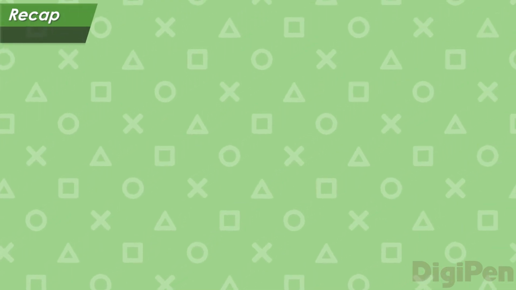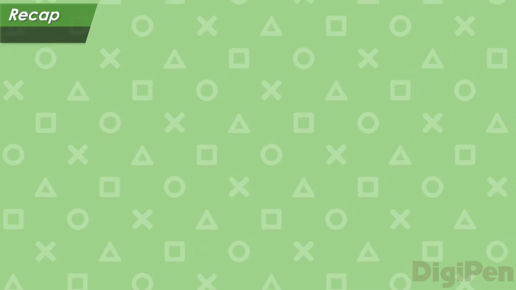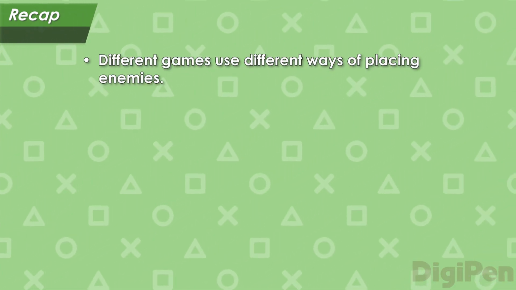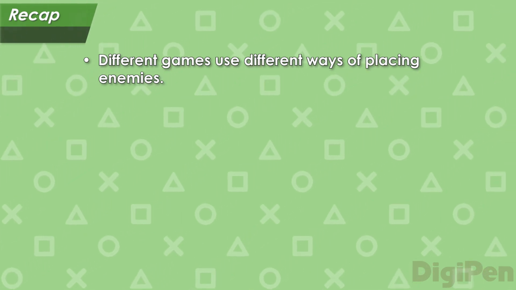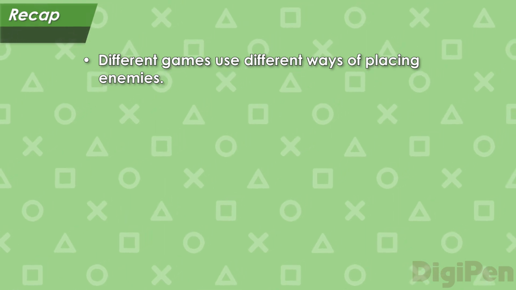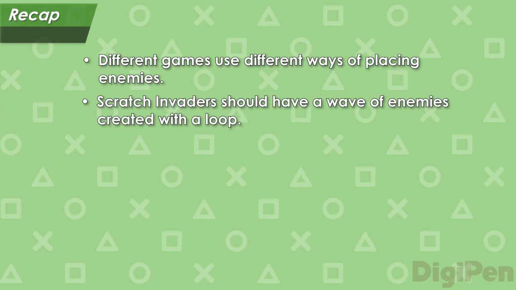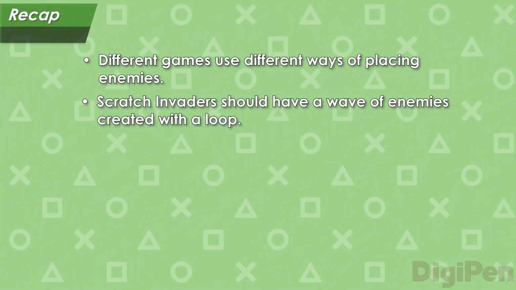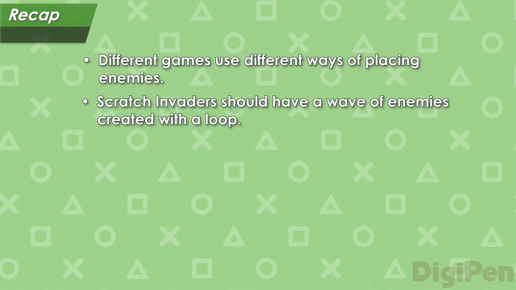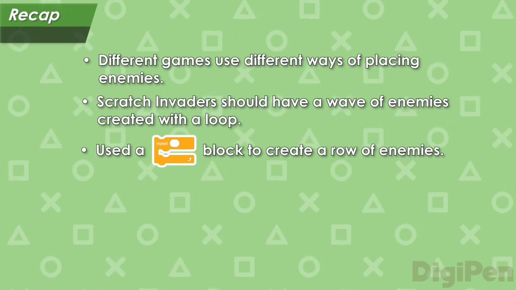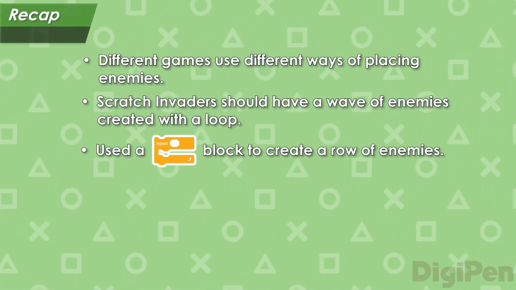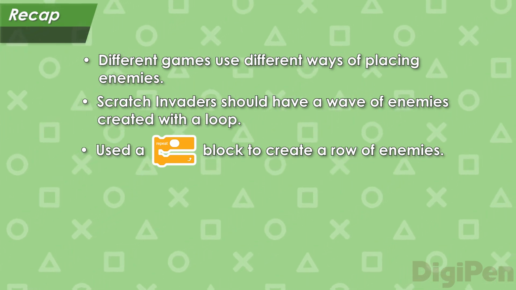Let's recap what we've learned in this video. First, we learned about a few different ways that games place enemies, including level editors, enemy waves, and more. We decided to use a wave of enemy clones in Scratch Invaders, which we can create with the use of a loop. Then we improved Scratch Invaders so that it uses a repeat block to create a row of enemy clones.